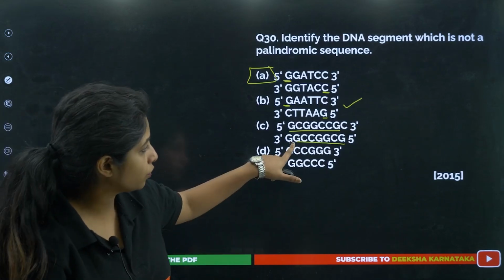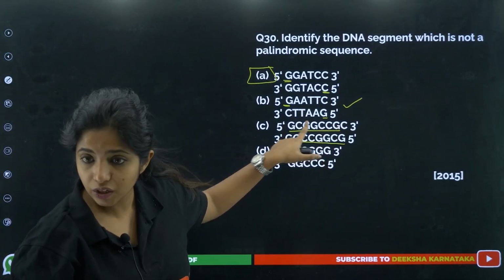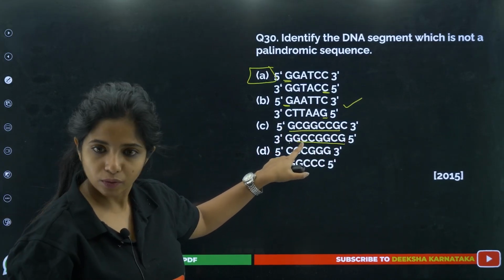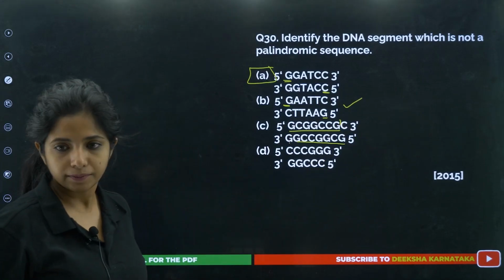So people might get confused over here. There's an extra G, ma'am. But okay, you can take it from here to here. That's fine. This is a palindromic sequence. It is read like that. Here also it is read like that from here, until this spot. Here also it can be taken until this spot. Then it's fine, right?